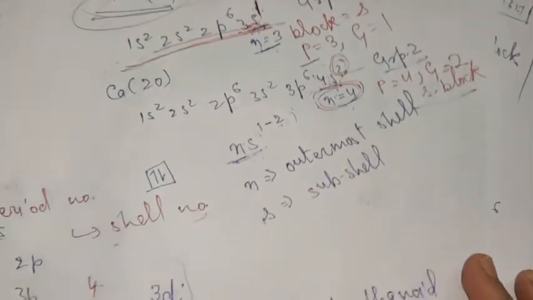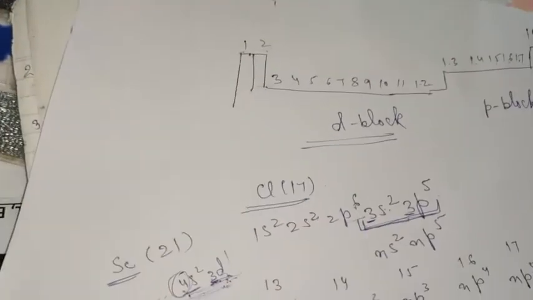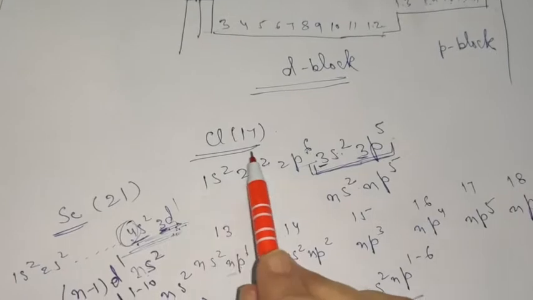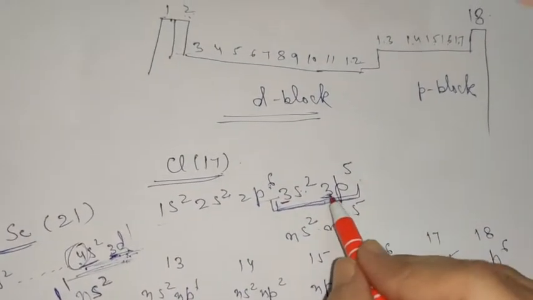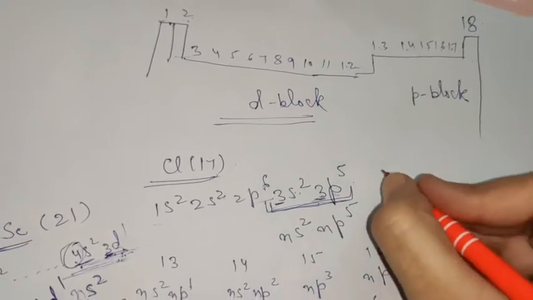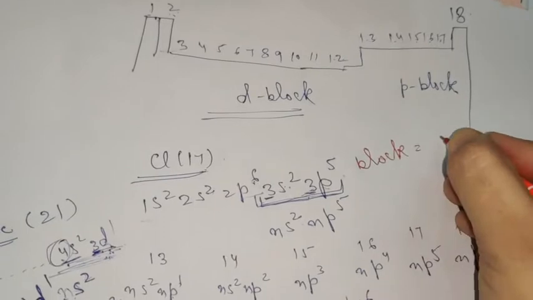Now coming to p block, I'll explain the p block also. Here you can see the electronic configuration of chlorine is mentioned. Chlorine is a p block element since the last electron is entering into the p subshell. So the block is understood. The block is p block.